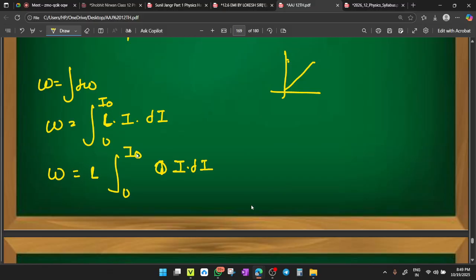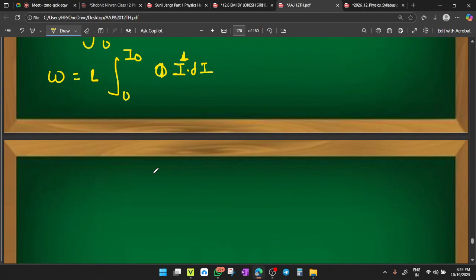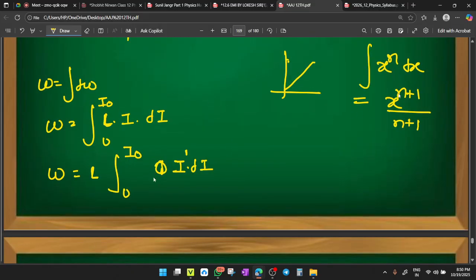Now, the formula for integration: the integral of x to the power n dx is equal to x to the power n plus 1 upon n plus 1. Here the power of I is invisible; this means it is equal to power 1. We have to place the values into the formula, x to the power n plus 1 upon n plus 1. Clear?